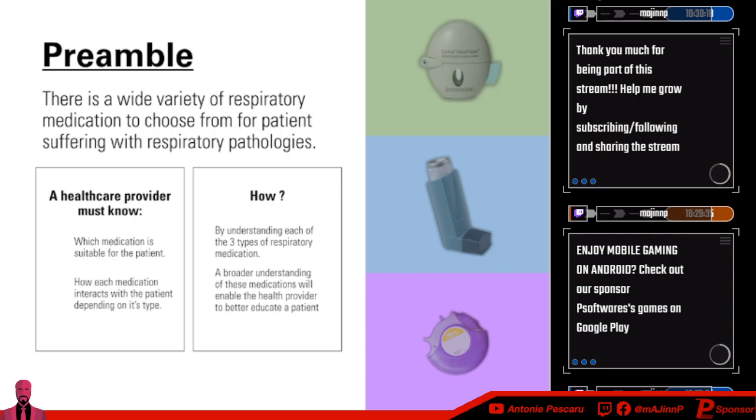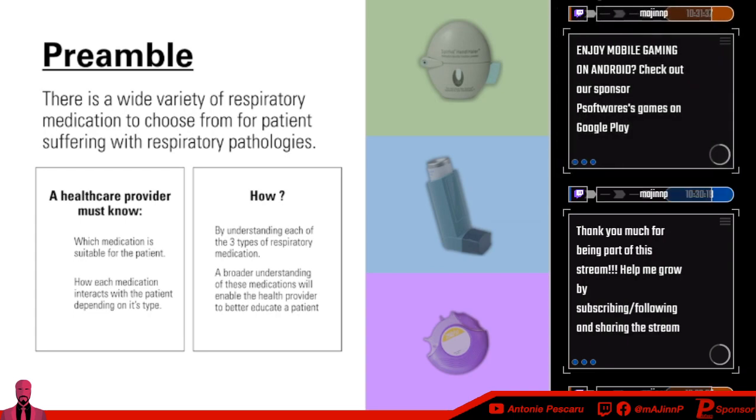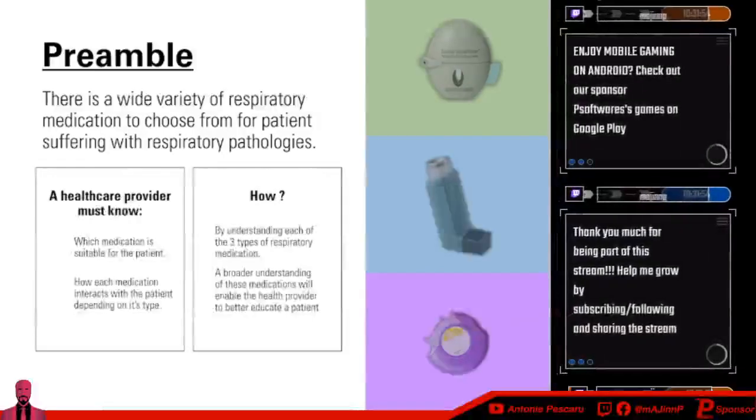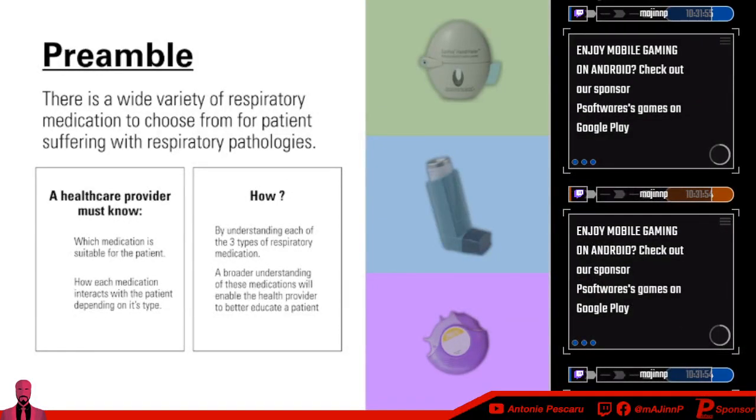In this case, this is in order to perhaps help the people who are going through their school curriculum, and essentially to help the healthcare providers, who must know which medication is suitable for which patient, whether you're a doctor, a nurse, a respiratory therapist, or any other type of healthcare provider. That's what you must know. And also how each medication interacts with the patient depending on its type. And how are we going to do that?